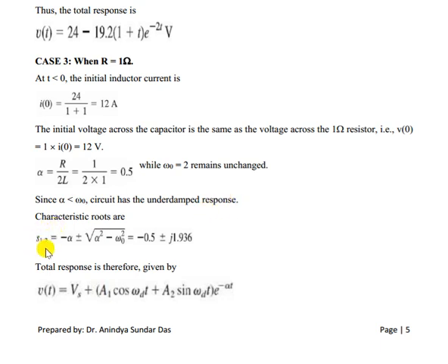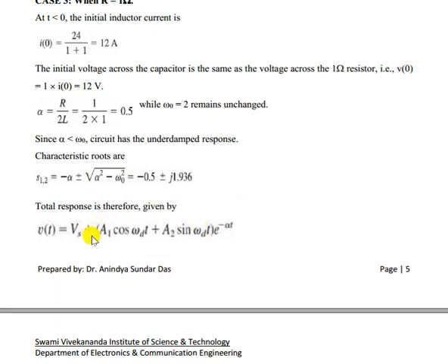So we have to find the roots of the equation, minus alpha plus or minus the square root of alpha squared minus omega 0 squared, and we got this value. This is alpha, this is omega d. So the total response is Vs plus, you have to add Vs because this is a step response, a1 cosine omega d t plus a2 sine omega d t, into e to the minus alpha t.